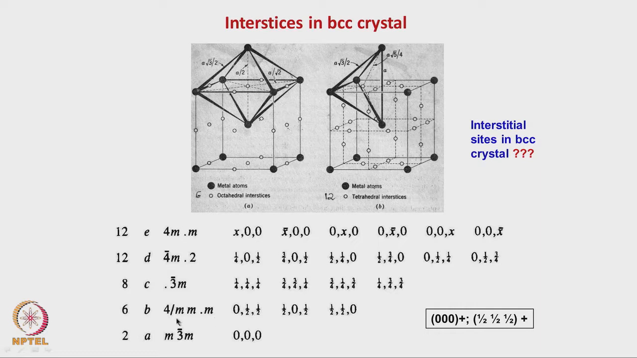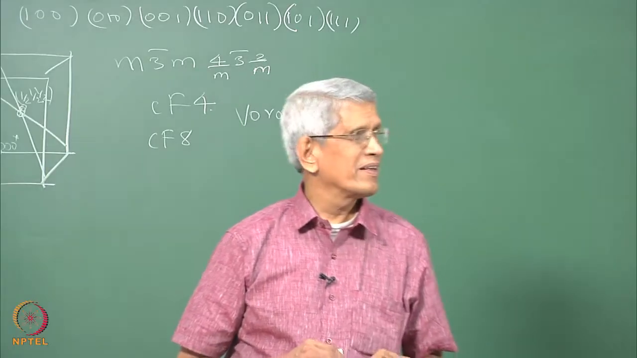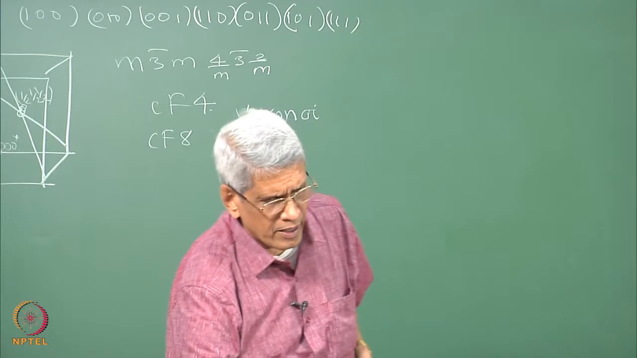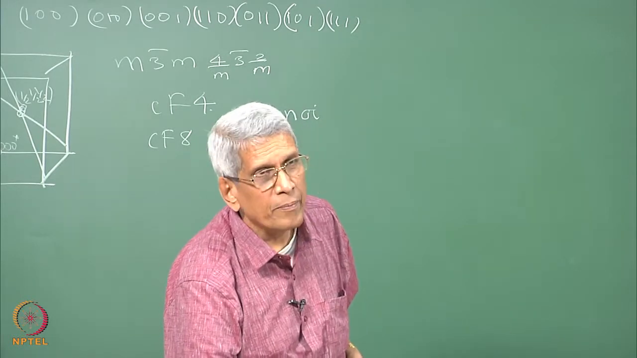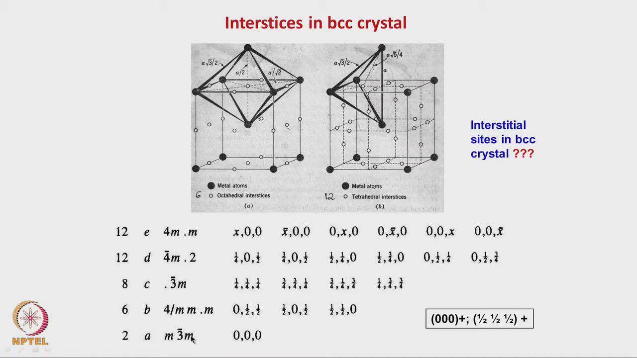If you look at this Wyckoff position, what is the symmetry of that position, that site? That is a tetragonal symmetry, right? That is M3 bar M. That is, the crystal can have as a whole a cubic symmetry, but each lattice position can have a symmetry which need not be cubic.